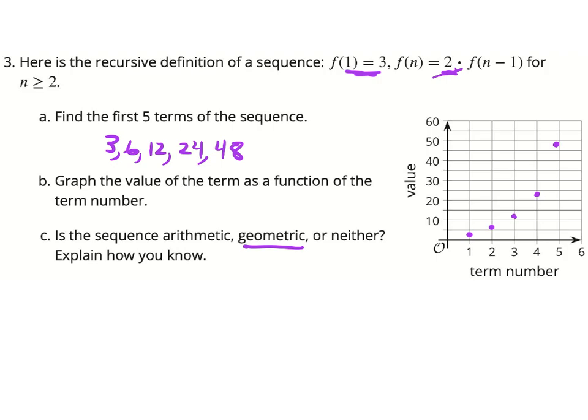Now, see, because we started at 1. If this was called 0, our first dot would have been there. But because we started at term 1, our graph is shifted over to the right by one. So be careful. This is the difference between starting at f of 0 and f of 1. It makes a difference on the graph.